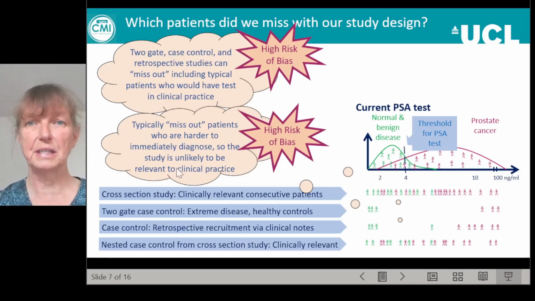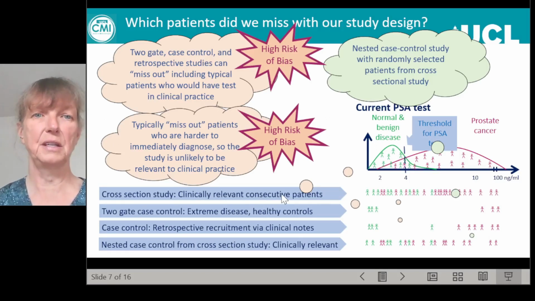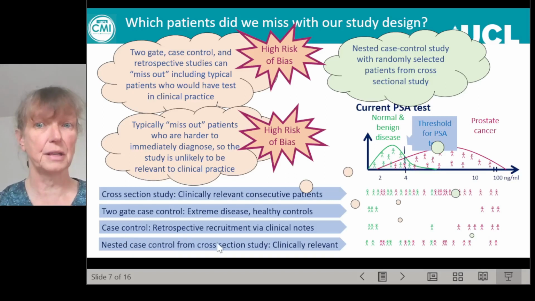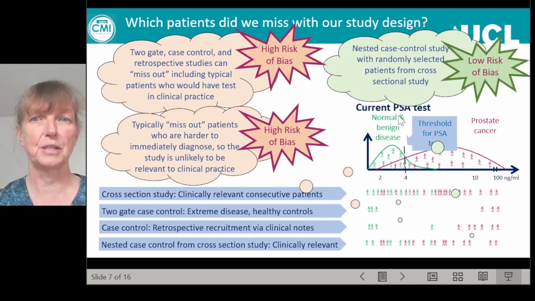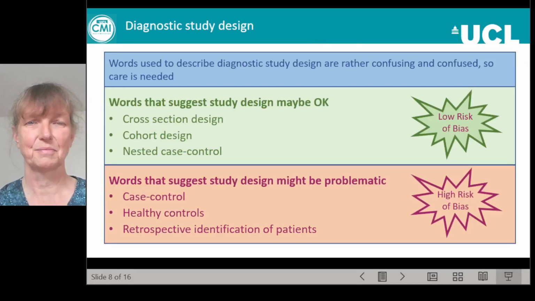If we did a nested case control, where we randomly sample from this consecutive set of patients, we actually end up with a set of patients who are pretty similar to the normal cohort. So either using the cross-sectional study with clinically relevant consecutive patients, or using the nested case control study from the cross-sectional study of clinically relevant patients, we end up with results that are at a lower risk of bias in how the patients have been selected.